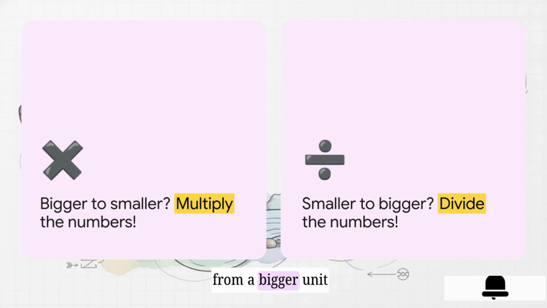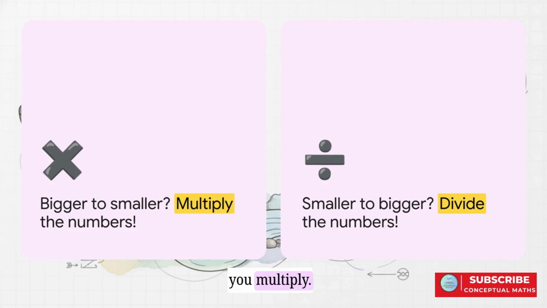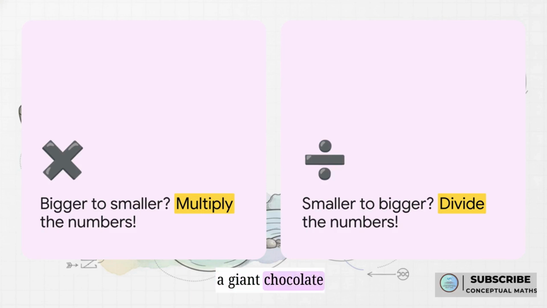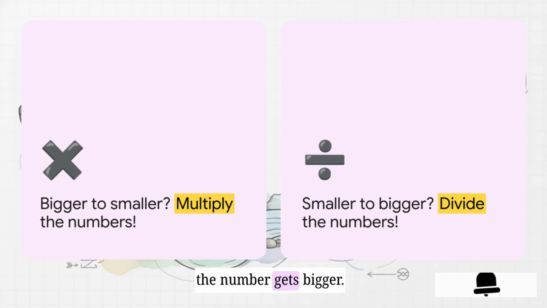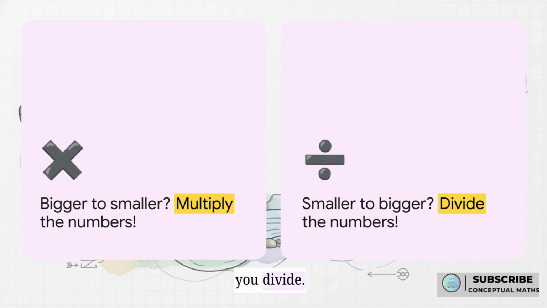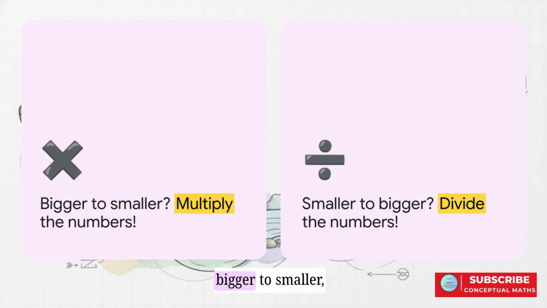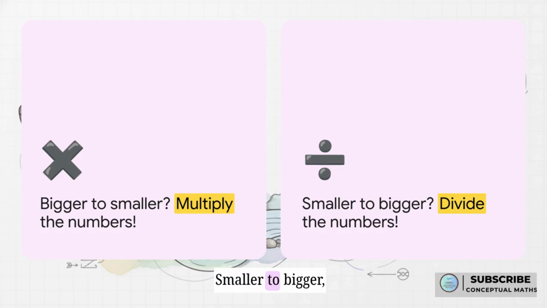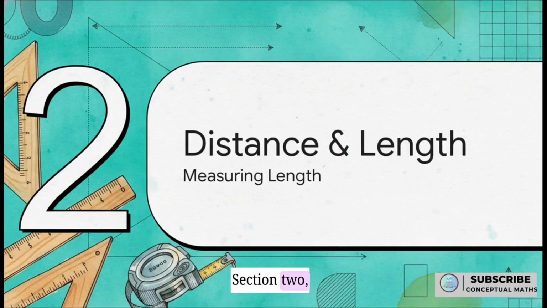When you're converting from a bigger unit to a smaller unit, you multiply. Think of it like taking a giant chocolate bar and breaking it into smaller pieces. You end up with way more pieces, so the number gets bigger. On the flip side, when you go from a smaller unit up to a bigger unit, you divide. Packing tiny pieces into big boxes means fewer boxes, so the number gets smaller. So, bigger to smaller, multiply. Smaller to bigger, divide.